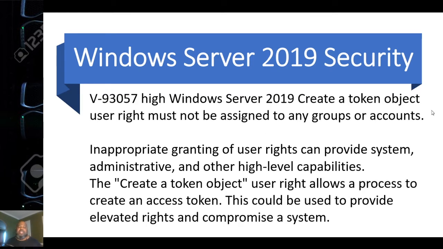Vulnerability 9.355.7, High, Windows 2019. Create a token object. The user right must not be assigned to any group or account. Any inappropriate granting of this user right can provide the system administrator or other high-level capabilities. To create a token object, a user right allows the process to create a token that could be used to elevate a system and have that system compromised.